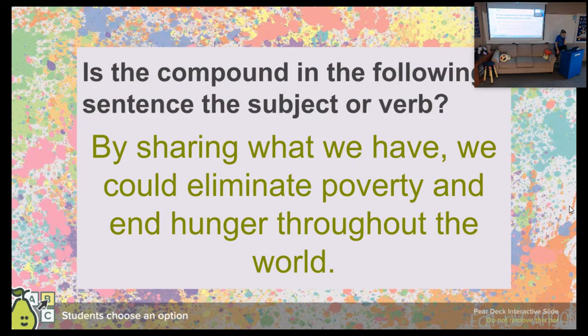Because I want you to try something else. I want you guys to cross out prepositional phrases. I want you to put an S over who or what the sentence is about for your subject. And I want you to put a V over what the subject is doing.